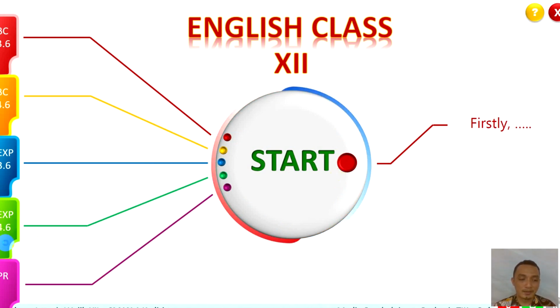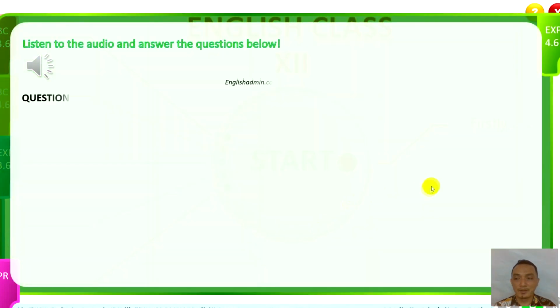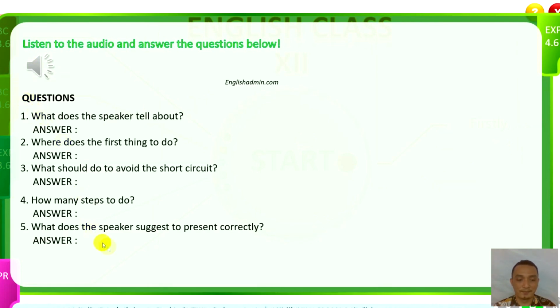And then for number 4, here in 4.6. I gave you information before that in 4.6, capturing the meaning means that you should listen to the audio that I play and answer some questions here. The first is, what does the speaker tell about? What is the first thing to do? What should you do to avoid the short circuit? And how many steps are there to do? What does the speaker suggest to present correctly? So those are the questions that you should answer from listening to the audio right now, and please pay attention.